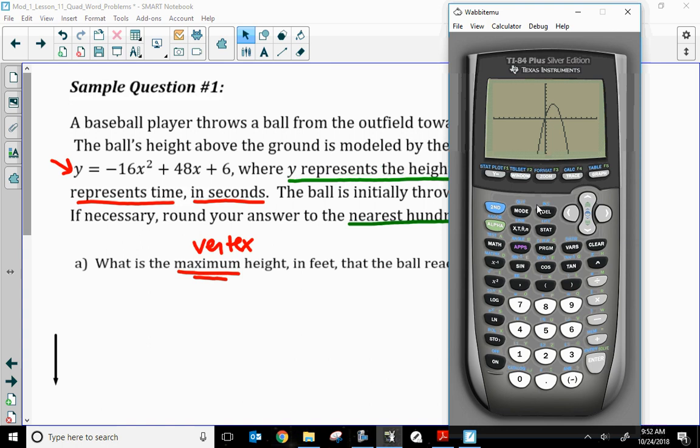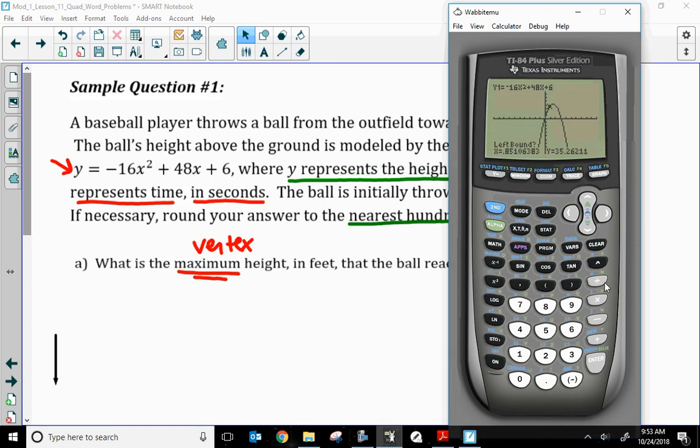So how did we say we need to find the maximum point using the calculator? I believe we said we use the max function. Okay, we're going to use the max function. So let's quickly do that. I'm going to go to the calc menu because I want the calculator to calculate the maximum. Second, trace. And I pick number 4, which is my maximum.